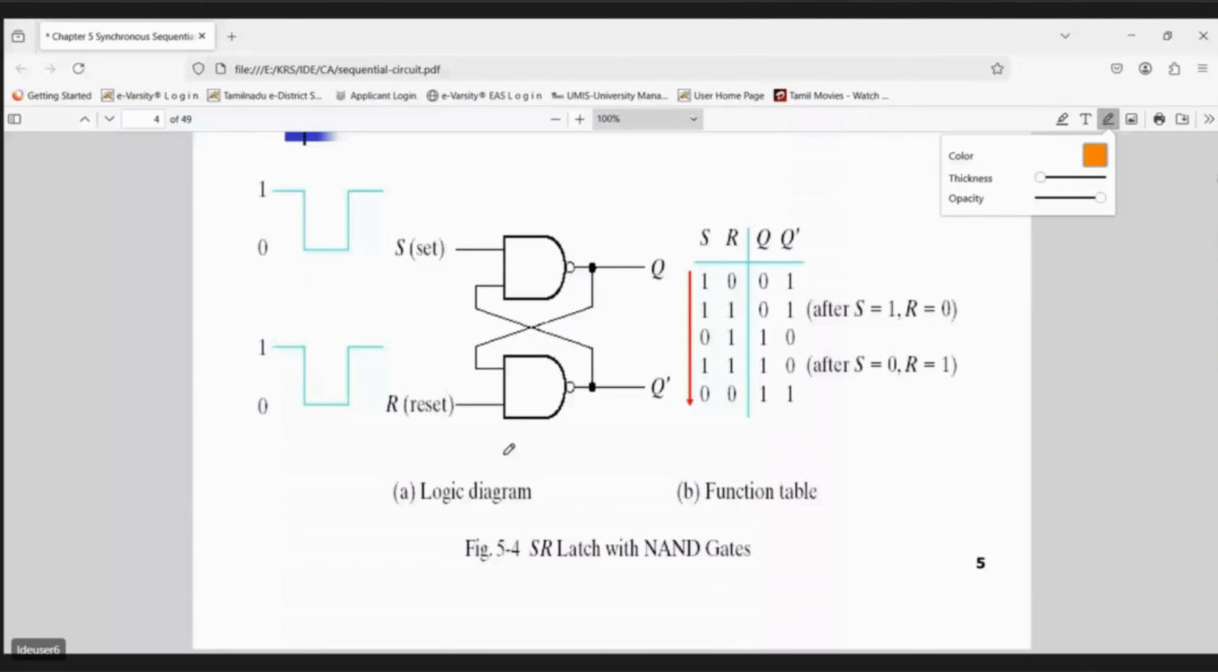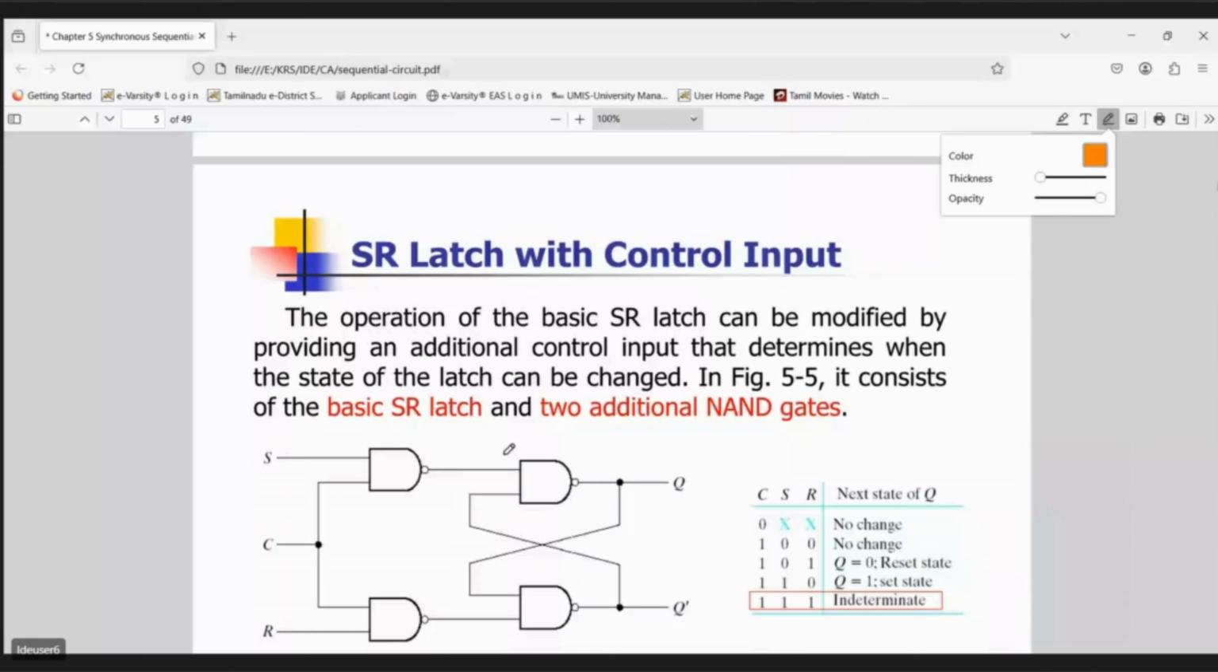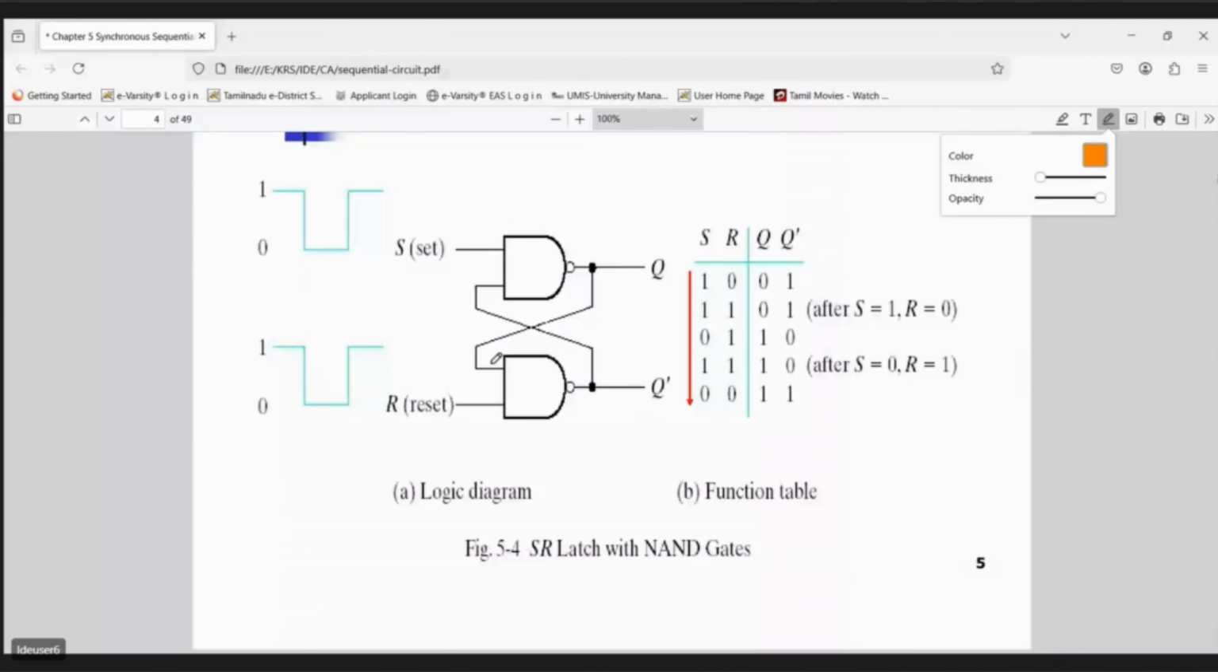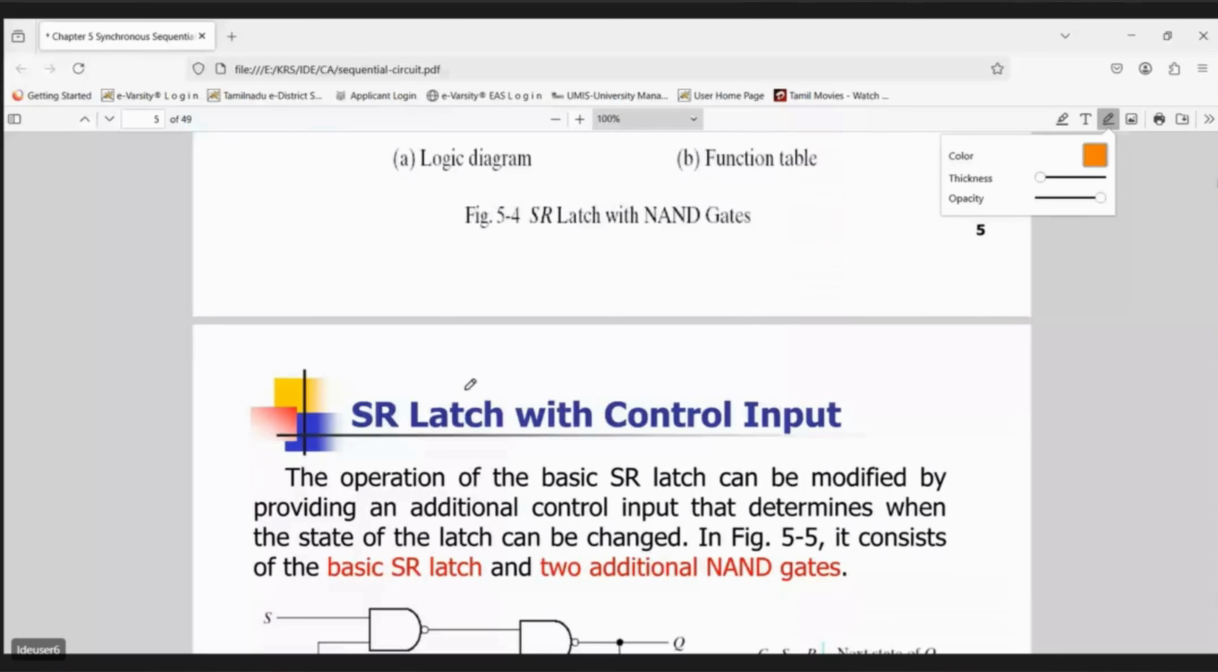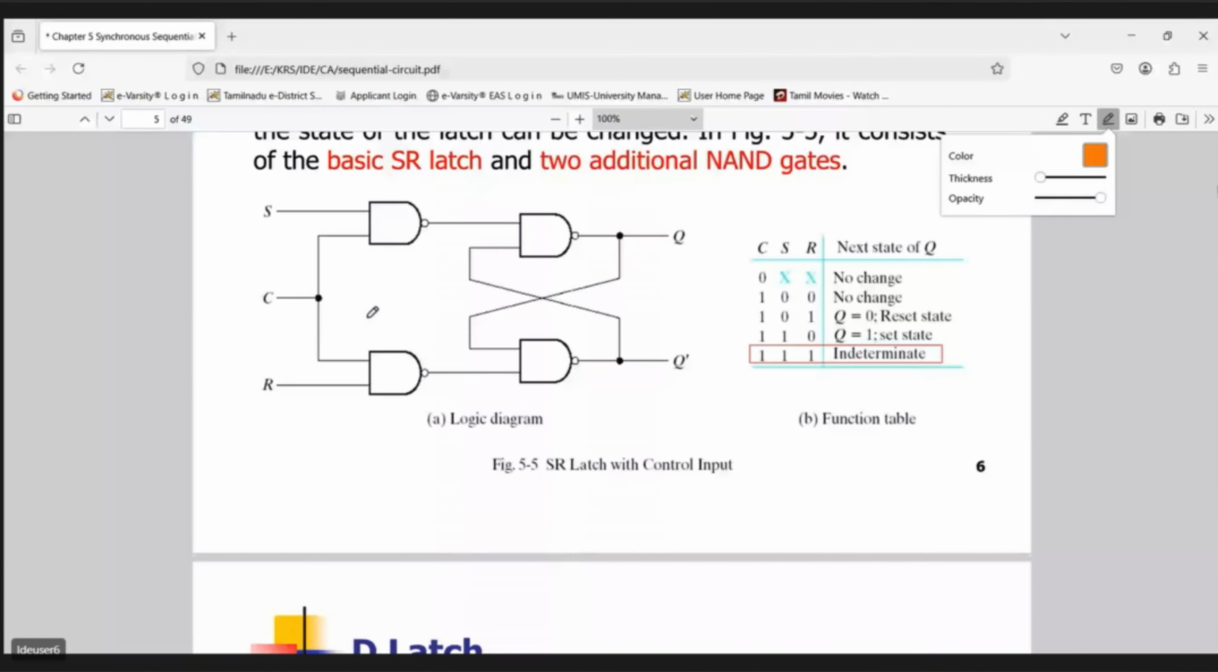The next one, SR latch with a control input. The operation of basic SR latch can be modified by providing an additional control input that determines when the state of the latch can be changed. In figure 5.52, it consists of a basic SR latch and two additional NAND gates. So compared to what we have here already, we use two additional NAND gates. So C is a control input.